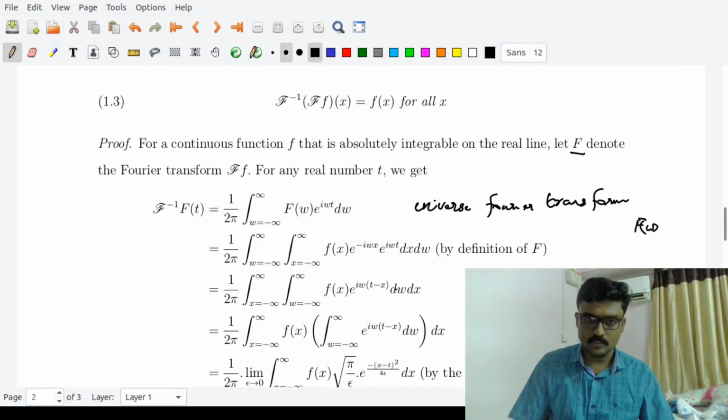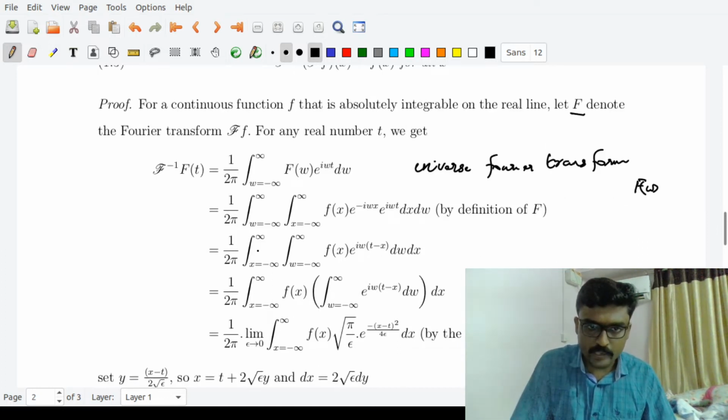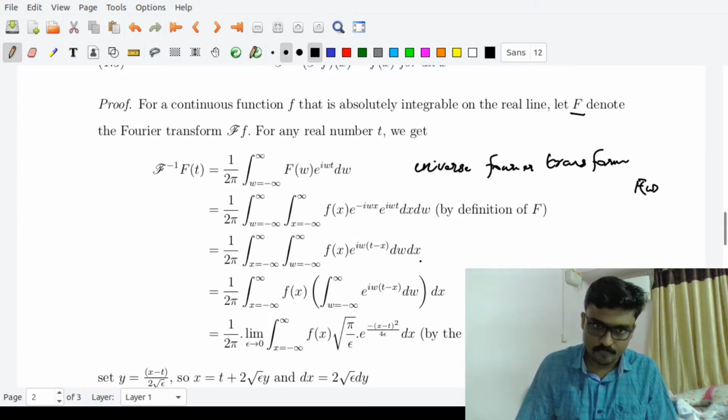This is equal to 1 by 2 pi integral minus infinity to infinity, integral w equal to minus infinity. We just interchange the order of integration, and f of x e raised to i w of t minus x dw dx. Okay, this is equal to 1 by 2 pi integral x equal to minus infinity to infinity. We take the function f of x outside of the integral with respect to w, and we write the remaining term integral w equal to minus infinity to infinity e raised to i w of t minus x dw dx.